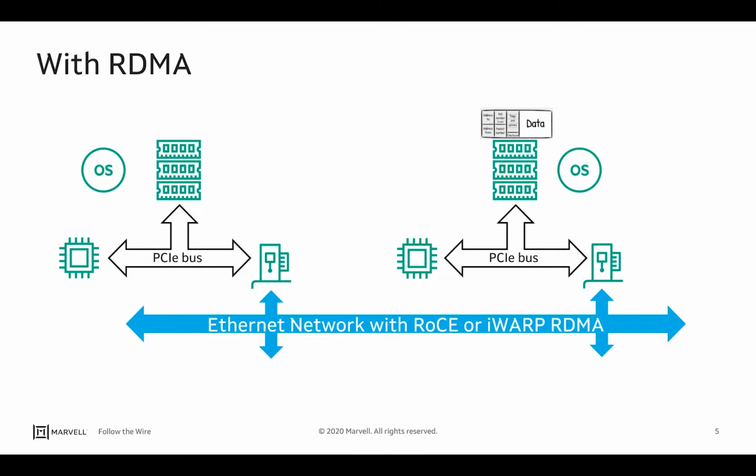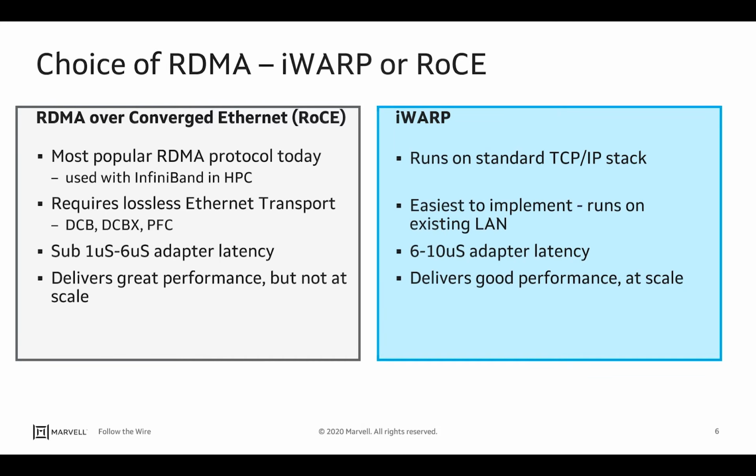Now, what you may not be aware of is that there are two different types of RDMA protocols to choose from, and the bad news is they're not interoperable. RDMA over Converged Ethernet, or RoCE, is the predominant RDMA protocol that people talk about and use today. First available with InfiniBand for high-performance compute environments, it's now able to run on converged or lossless Ethernet networks. RoCE typically provides adapter latency in the 1 microsecond range at the adapter.